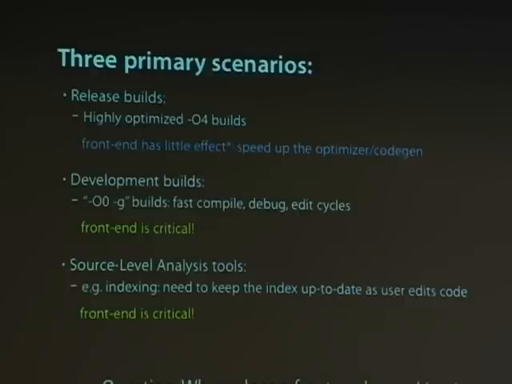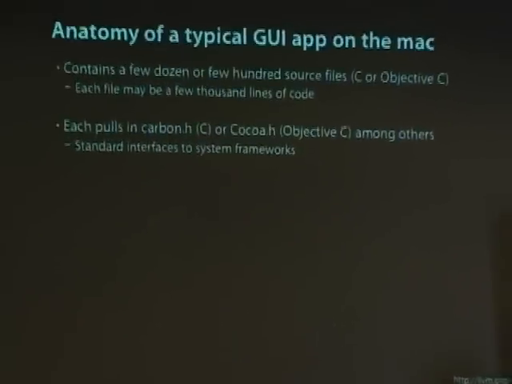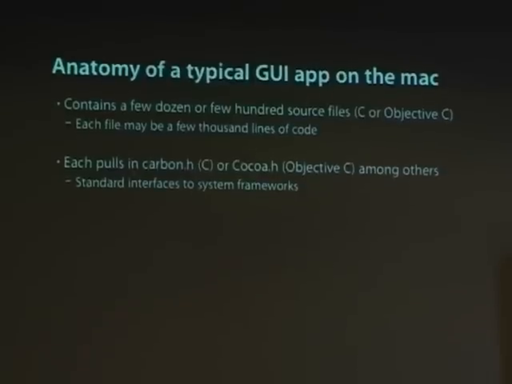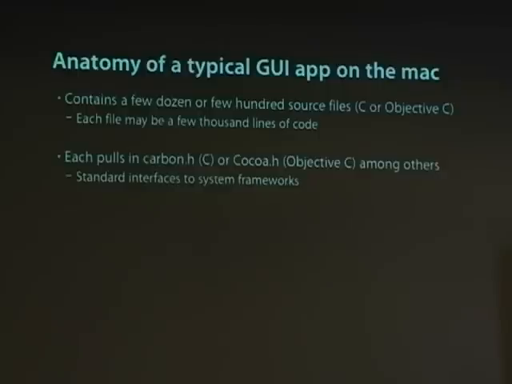The question is, if you want to optimize your front end, where is it spending its time? What is the problem? If you look at a typical application on a Mac, and a Mac is particularly bad, but this happens on every platform to some degree, particularly when you're using libraries, the application consists of a core of a couple dozen or a couple hundred source files. These files are marginally big, maybe a couple thousand lines of code, maybe 10,000 lines. So the code that makes up the application isn't that big.